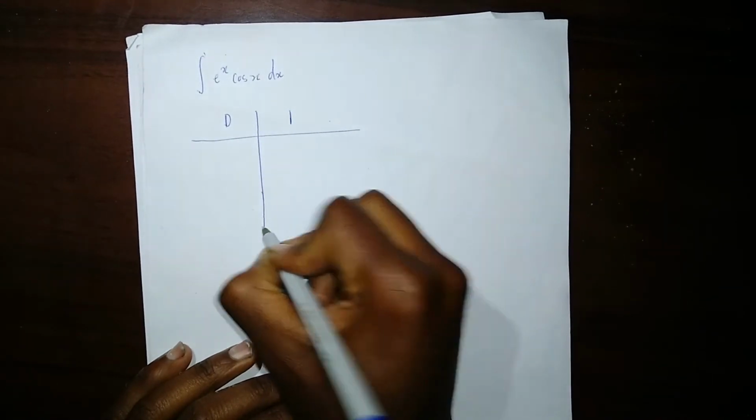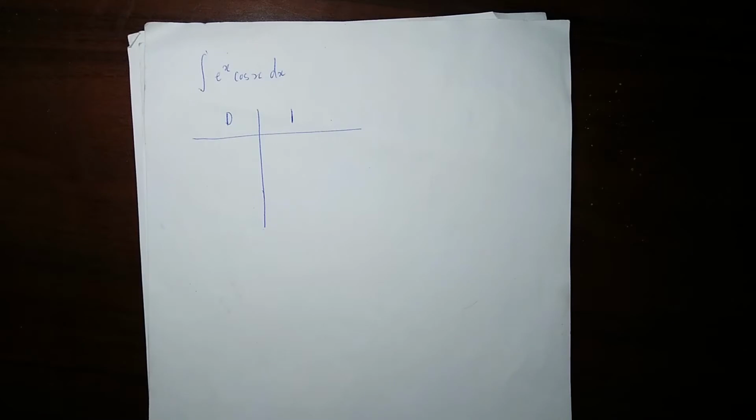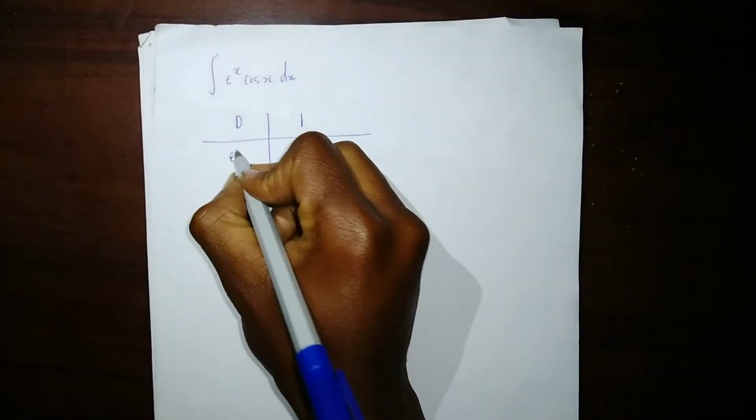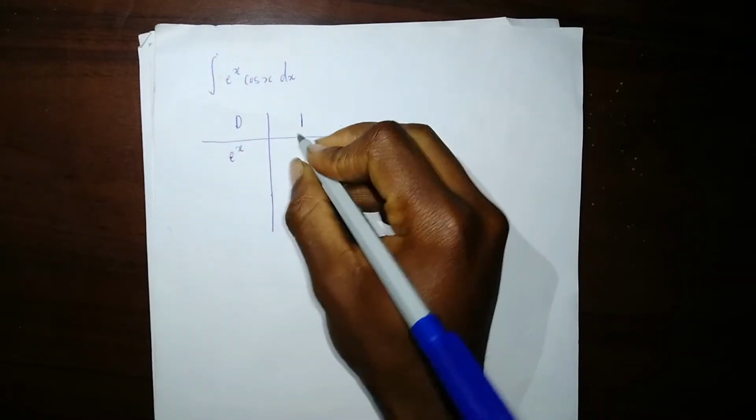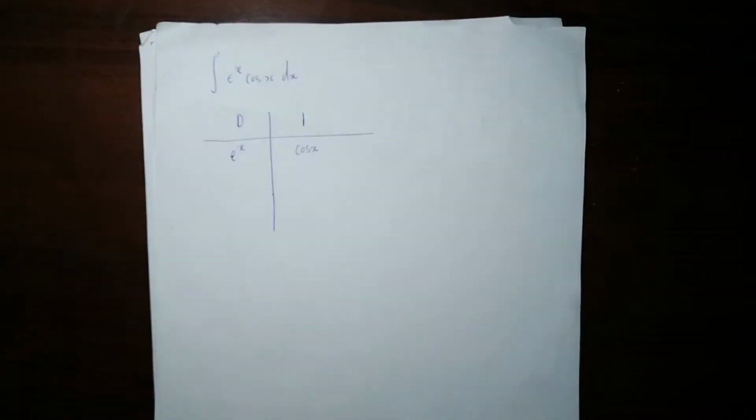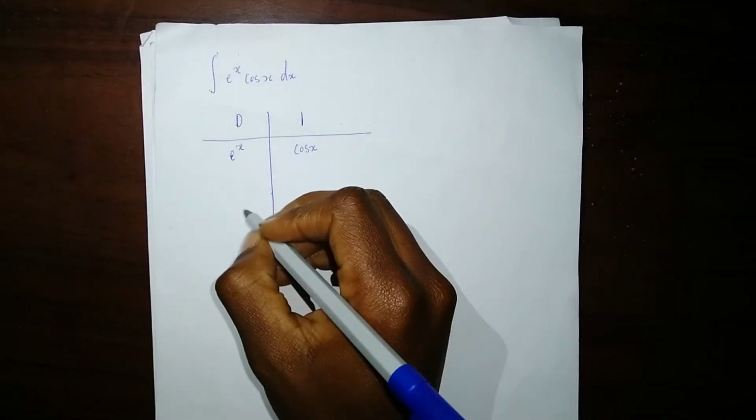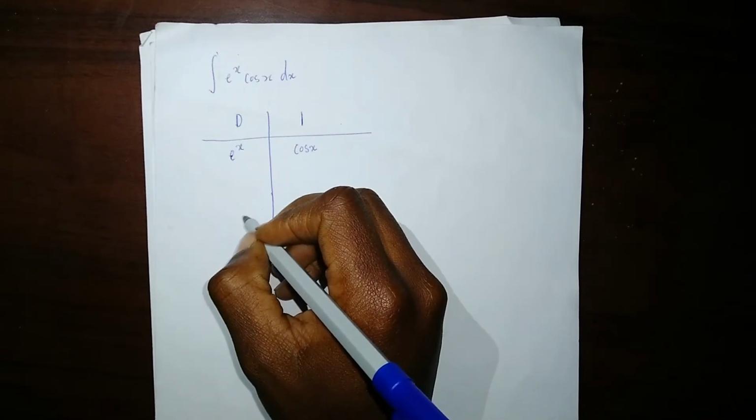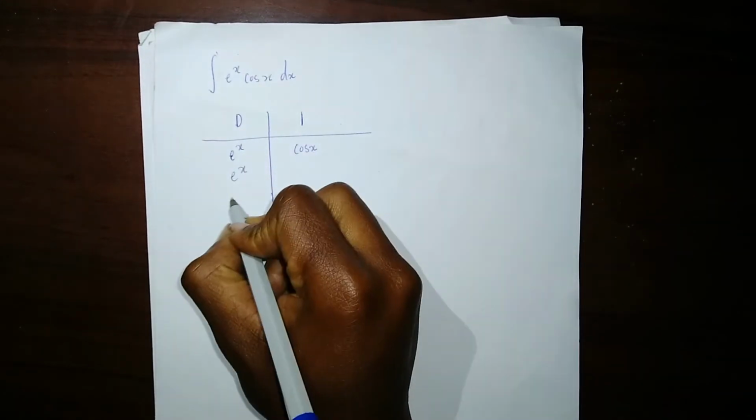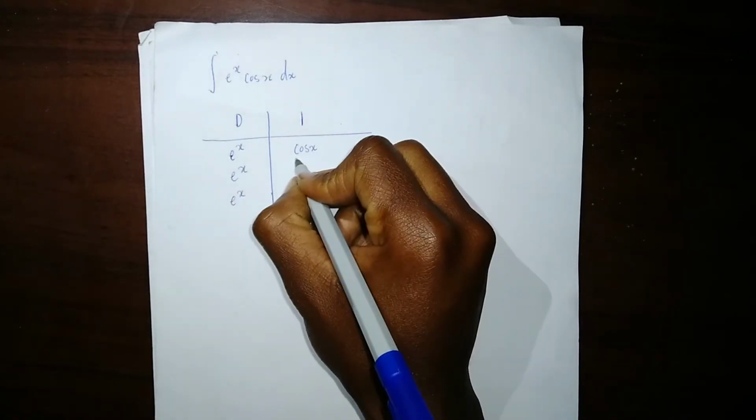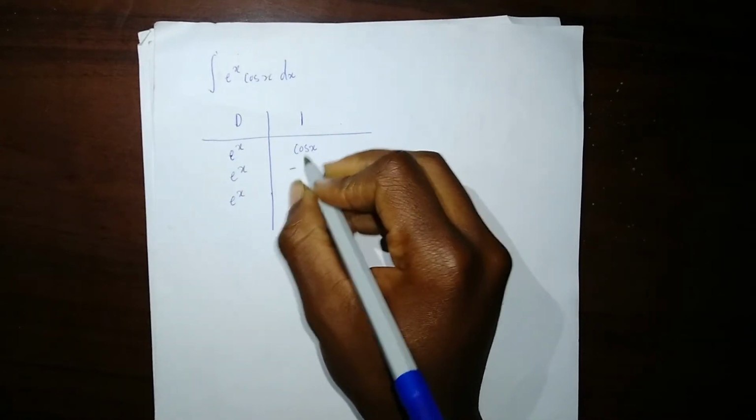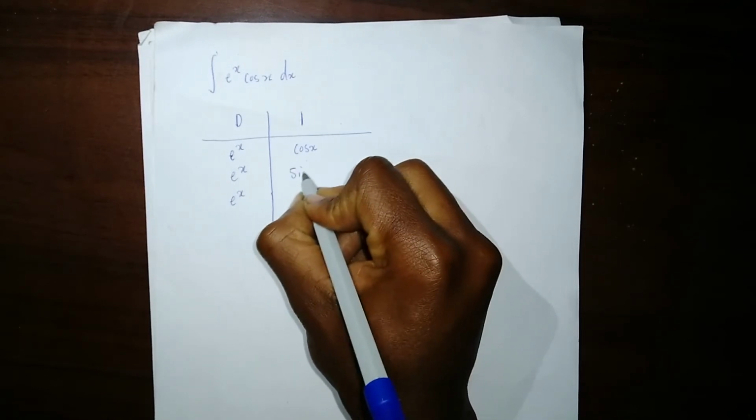Right, so now you need to make a choice again. Which one should I integrate? Which one should I differentiate? So in this case, I'm going to use e to the power x for my differential and cos x for my integration. Right? So if I differentiate e to the power x, I'm going to get e to the power x. Here, if I integrate cos x, I'm going to get sine x.